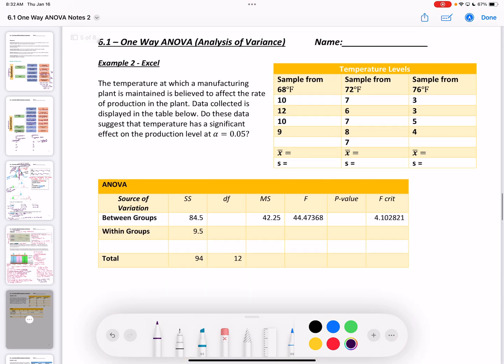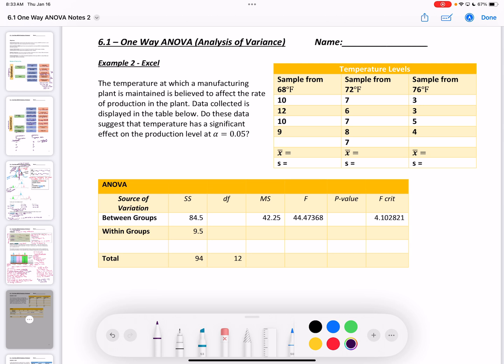Okay, so I am going to show you this using the computer. But again, with One Way ANOVA, you can use a calculator. So when you do your homework problems, you're welcome to just use a calculator, or you can use a computer. You'll see I left spaces for the assignment if you use Excel, okay?